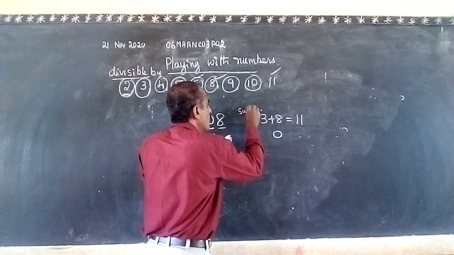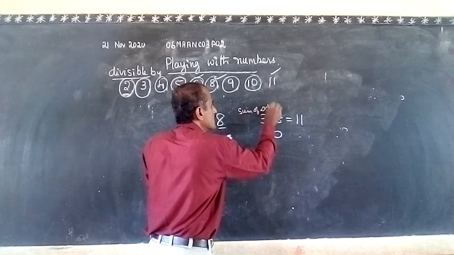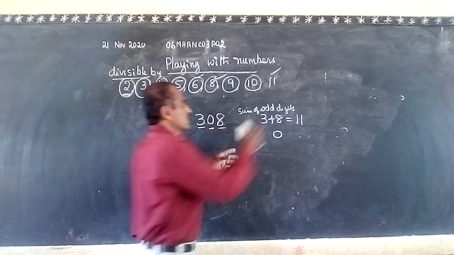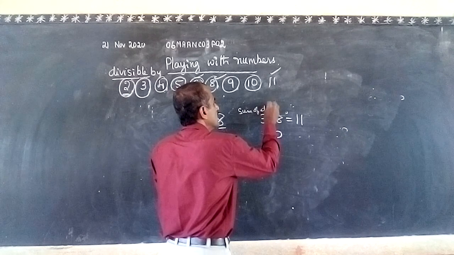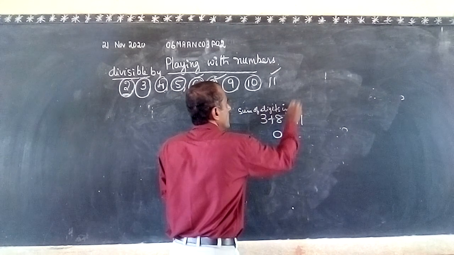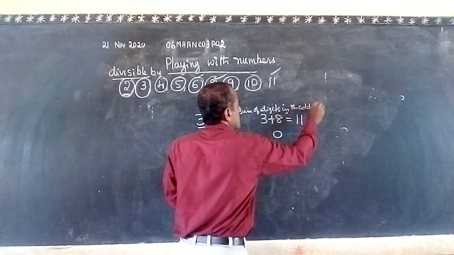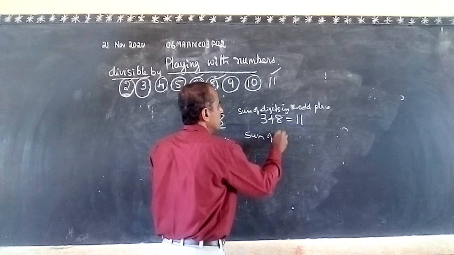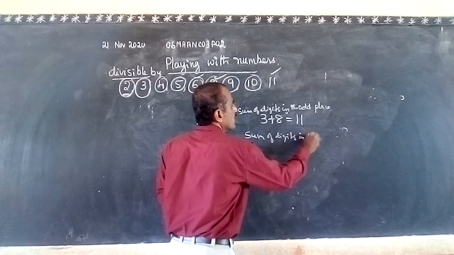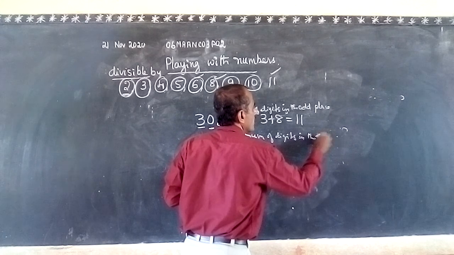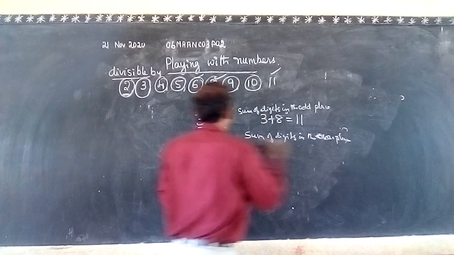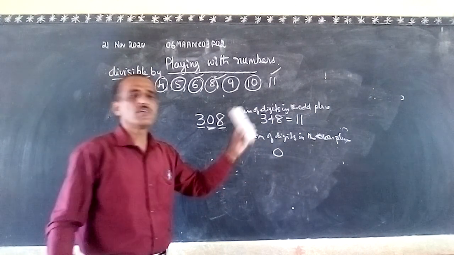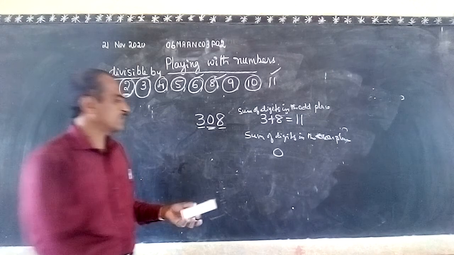So the sum of digits in the odd place, and the sum of digits in the even place. What is the sum of the digits in the even place? There is only one, 0. Now find the difference of that 11 and 0. What is the difference? The difference of 11 and 0 is 11.